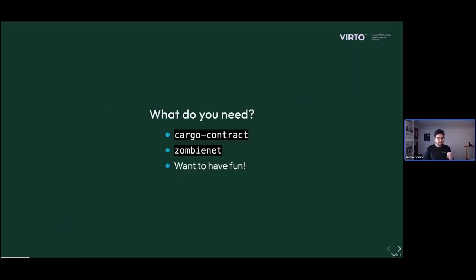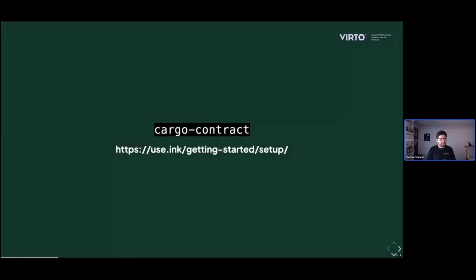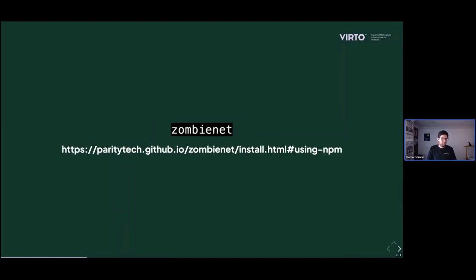Okay, and Zombienet. We'll be using Zombienet because it's way easier to use Zombienet than to try to remember the commands for booting up the node. So we'll be using Zombienet. You can download cargo-contract on the webpage of Ink!, and you'll be able to download Zombienet. Here's how to install it using npm.